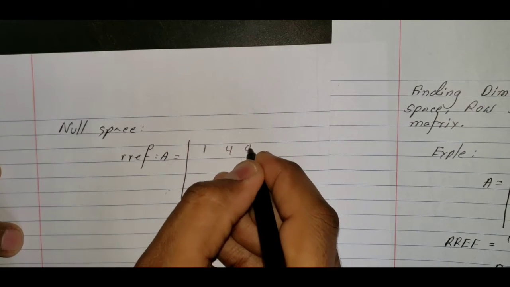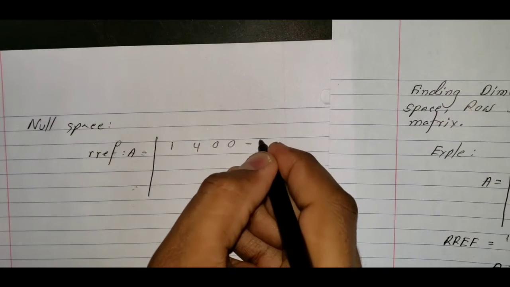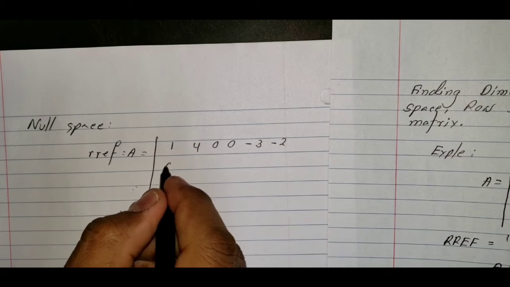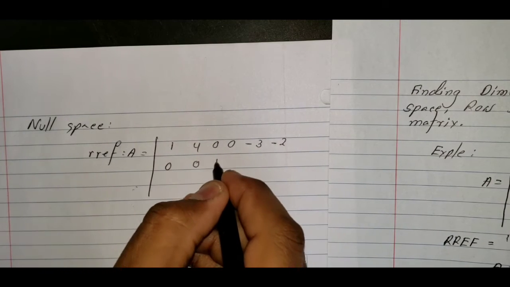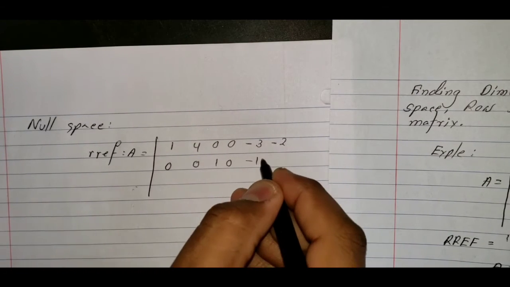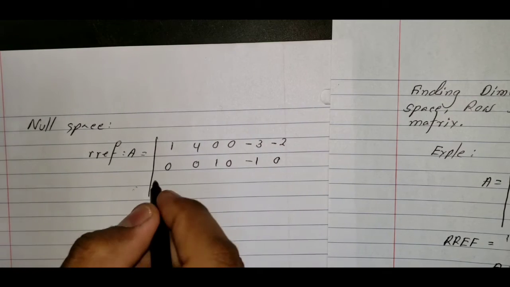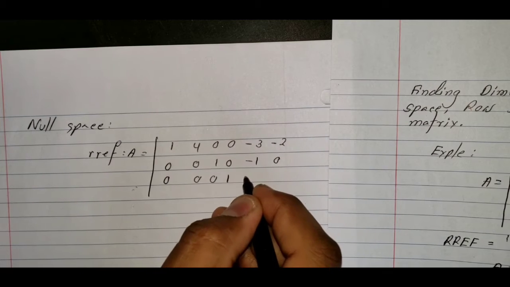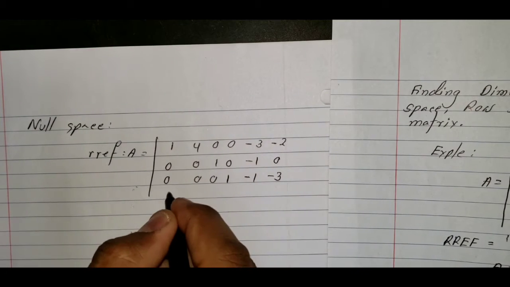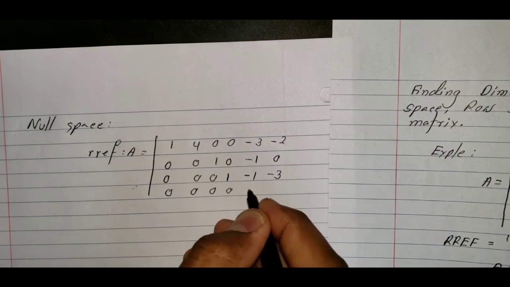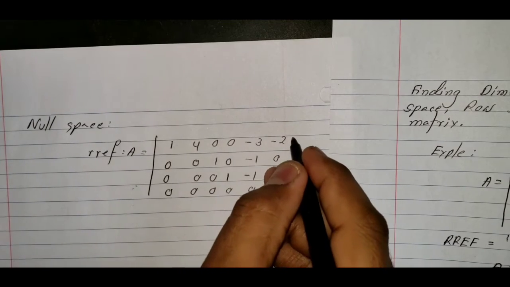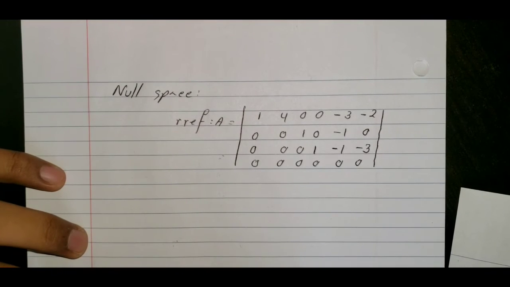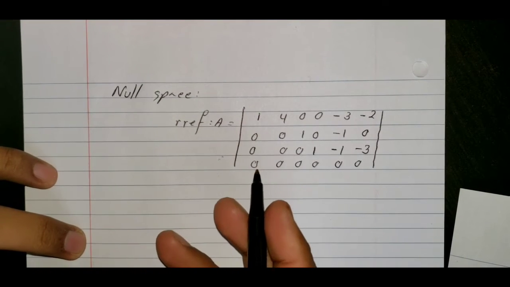1, 4, 0, 0, minus 3, minus 2, and you have 0, 0, 1, 0, minus 1, and 0. We have 0, 0, 0, 1, minus 1, minus 3, and we have all zeros as the fourth row. This was our reduced row echelon form. So we need to find the null space from here.